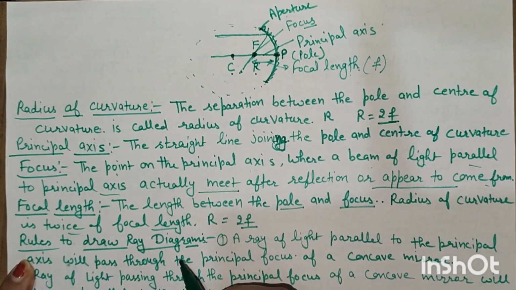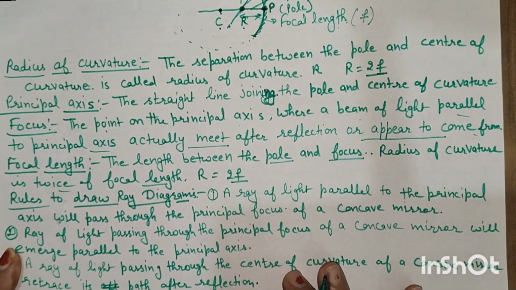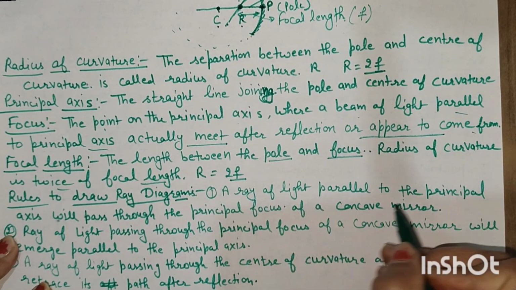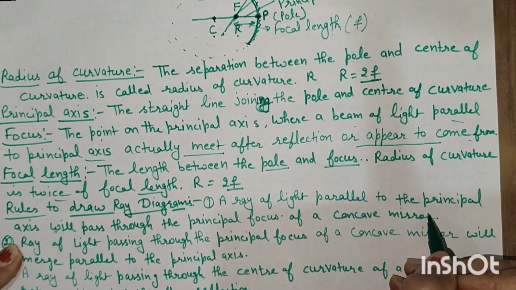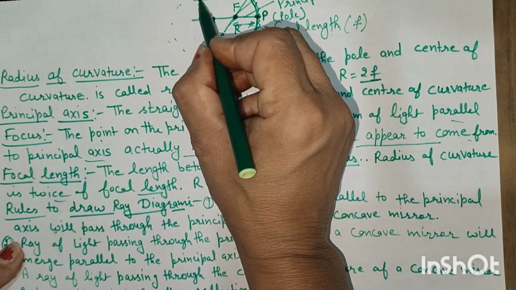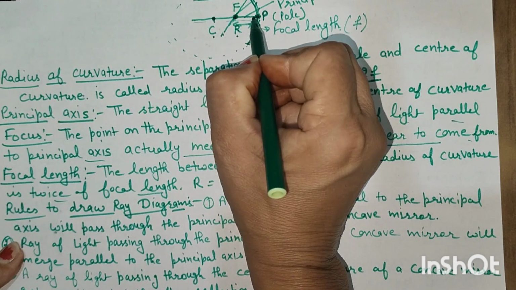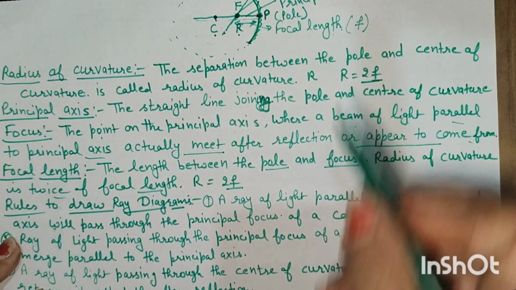Now what are the rules to draw the ray diagram? The first rule: a ray of light parallel to the principal axis will always move parallel to the principal axis.